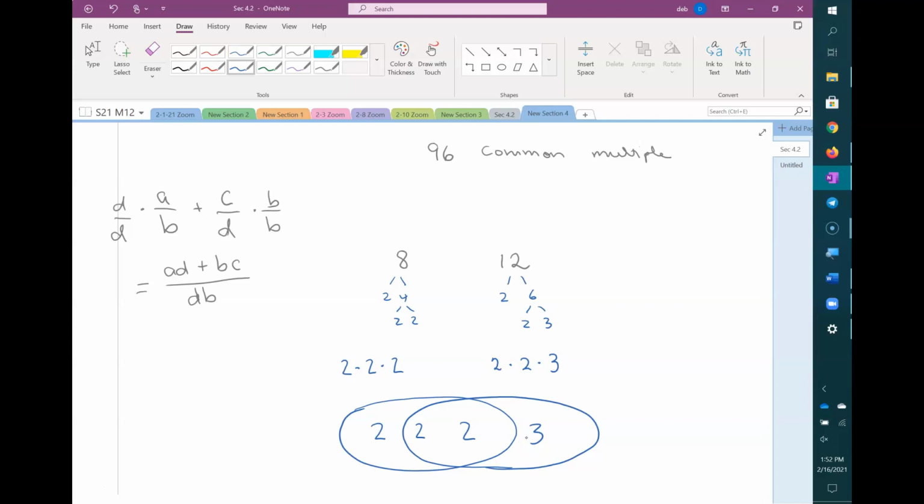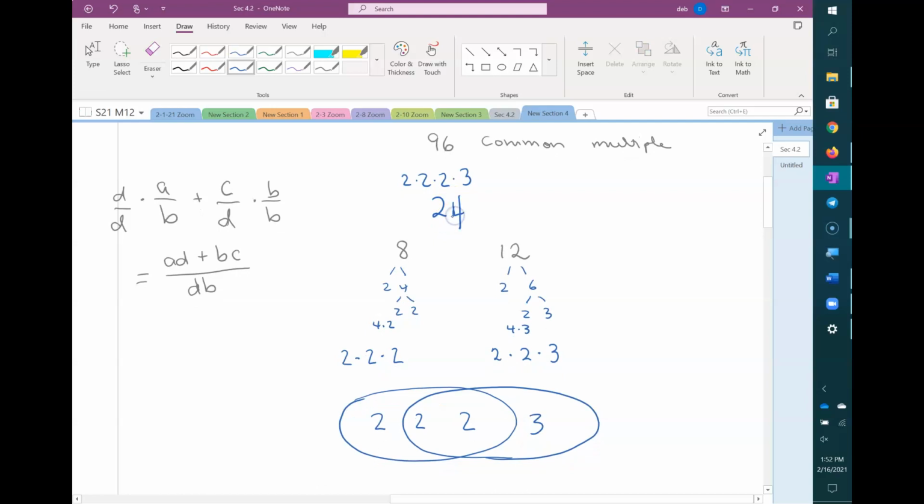So 8 can be written as 4 times 2, and 12 can be written as 4 times 3. I don't need to count those factors of 2 twice when I'm trying to find the smallest common multiple. It's going to be 2 times 2 times 2 times 3, or 24. So that's a lot smaller, and you want the smallest one just to make your work a lot easier. That's the least common multiple, or if you're working with fractions, the least common denominator, the lowest common denominator.